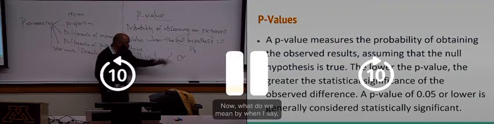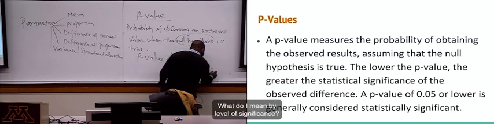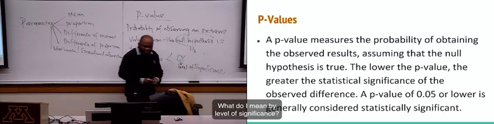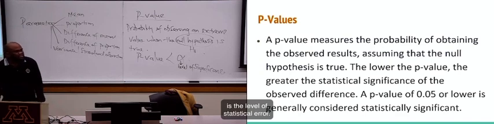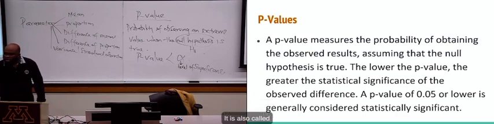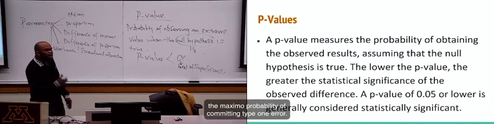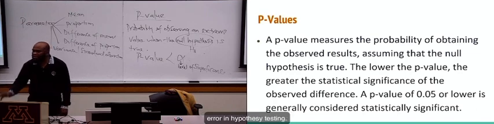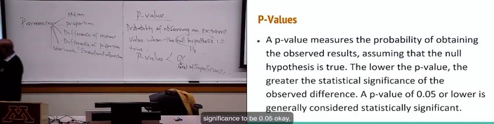Now, what do we mean by level of significance? The level of significance is the level of statistical error. It is also called the maximum probability of committing a type 1 error. We're still going to talk about errors in hypothesis testing. We've got type 1, type 2, we're coming back to that. But if you give your level of significance to be 0.05, that is 5%.